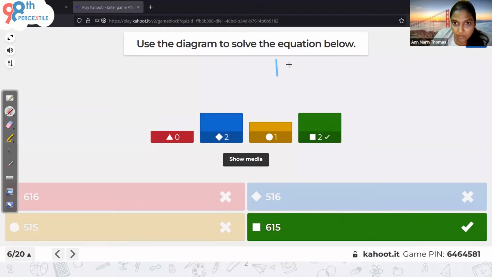163, 163 plus 452. And you had to add. Right? You had to read the numbers. We had 100s and you had 6 10s and 3 here, 3 ones. So this is how you had to add.